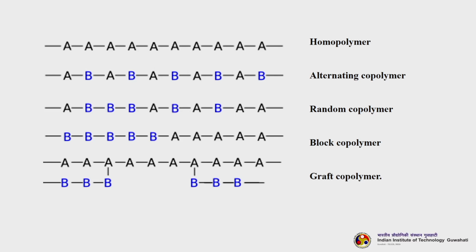In this particular case you can see there are 5 monomers of B fused together followed by 5 monomers of A, and this sequence repeats. This is called a block copolymer. In a graft polymer, two different types of monomers are fused together, however they are joined by grafting. Here the B monomers are grafted to the monomeric chain of A.